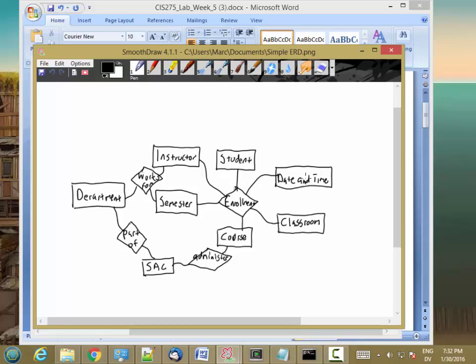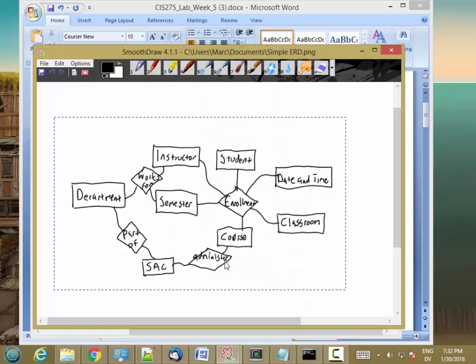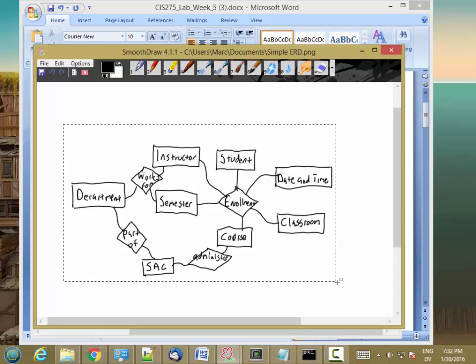Now that we have our simple ERD and our full ERD, let's go ahead and start filling out the lab. The first thing I'm going to do is copy and paste my image. Most graphics programs have a way of doing this. So Paint does, and SmoothDraw, which I'm using here, does. I'm just going to box select around the part of the image that I want and copy, Control C for copy.